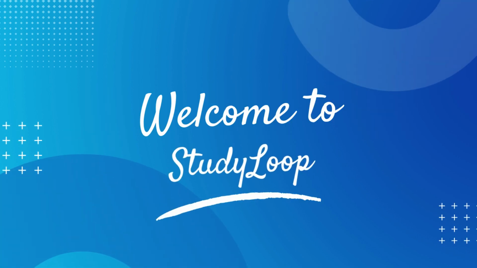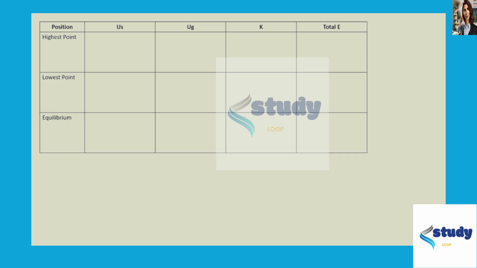Welcome to Study Loop. In this question, we are calculating the elastic potential energy, gravitational potential energy, kinetic energy, and total energy for an object that is oscillating vertically on a spring.